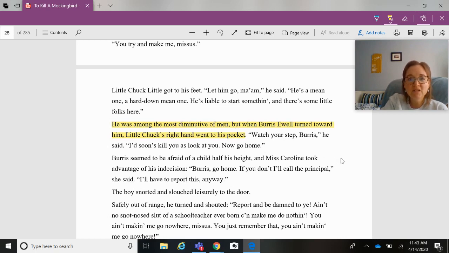He was the most diminutive of men, talking about Chuck Little. But when Burris Yule turned toward him, Chuck Little's right hand went to his pocket. Watch your step, Burris, he said. I'd soon kill you as look at you.